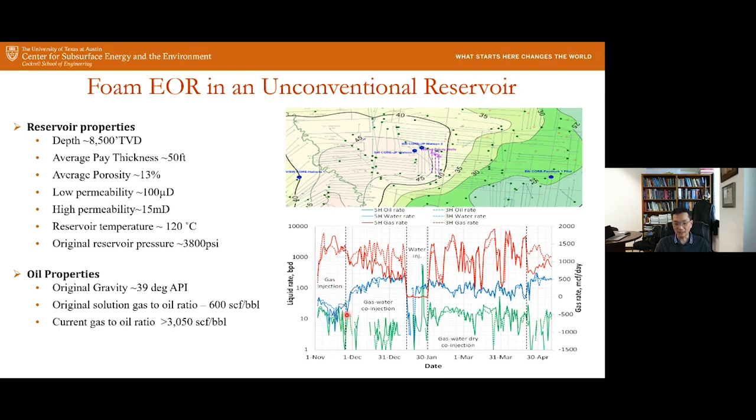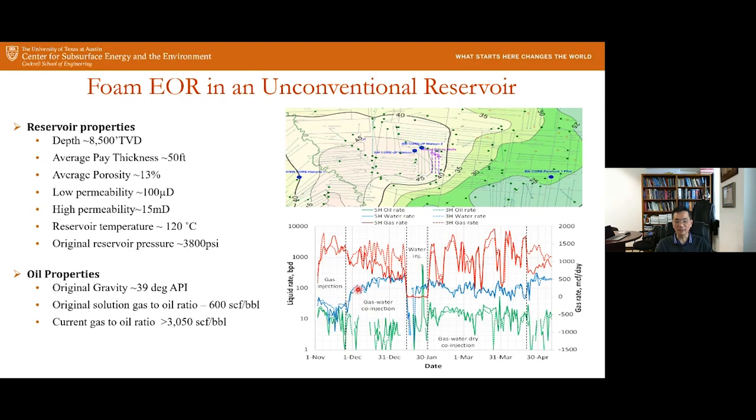So you can see right here, when only gas was injected, the produced gas rate is really high, and the oil rate was just about 10 barrels per day for a 5,000 foot lateral. You see, it's a very low oil production rate. So for such a high produced GOR, gas water co-injection was implemented to try to improve the produced GOR.